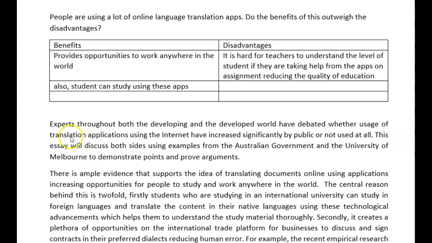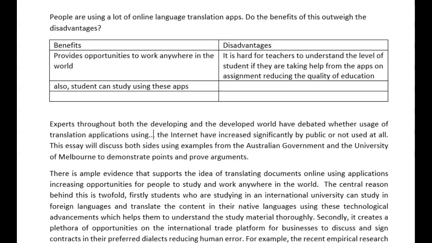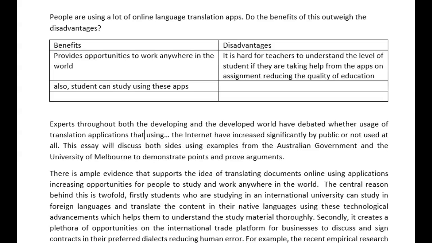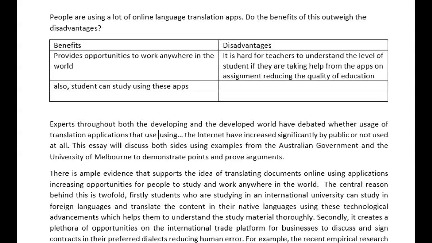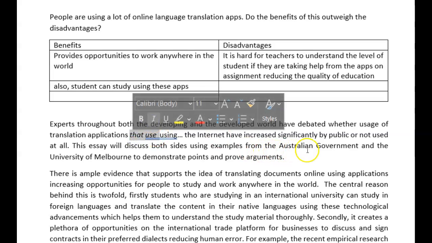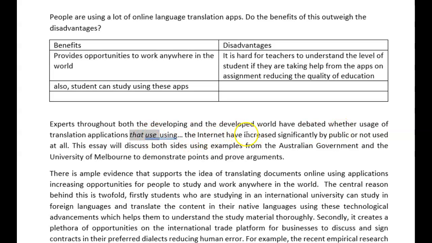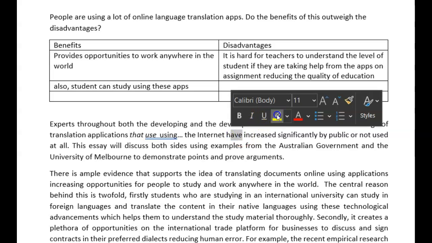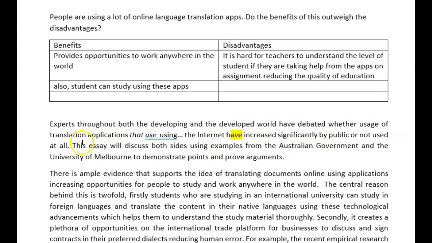So online translation apps, yes or no, basically. Experts throughout both the developing and developed world have debated whether usage of translation applications using the internet, or we can say through the internet, or available on the internet, or that use the internet. That's simpler. So I put that there instead. Okay, have increased significantly. Usage has. So usage is the subject of that, so you need the singular verb has increased significantly by the public or not used at all.